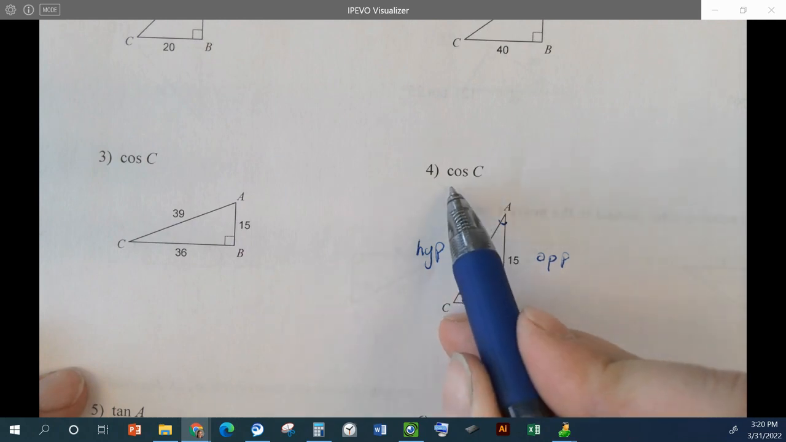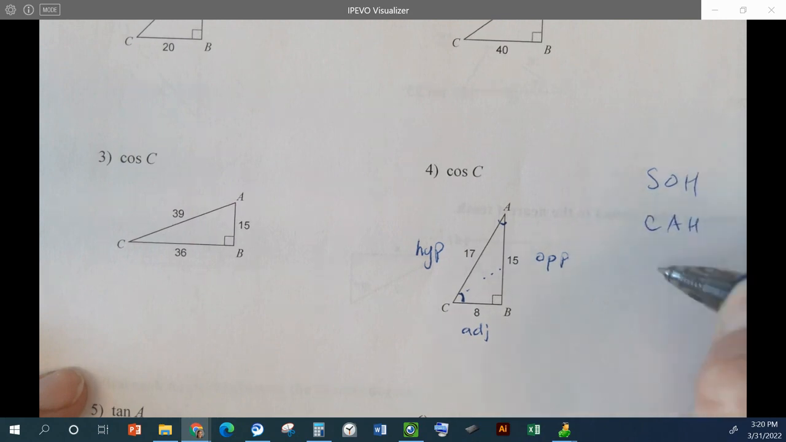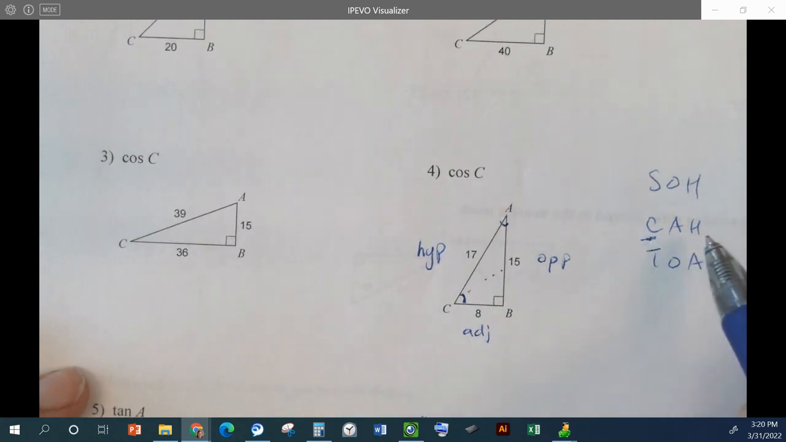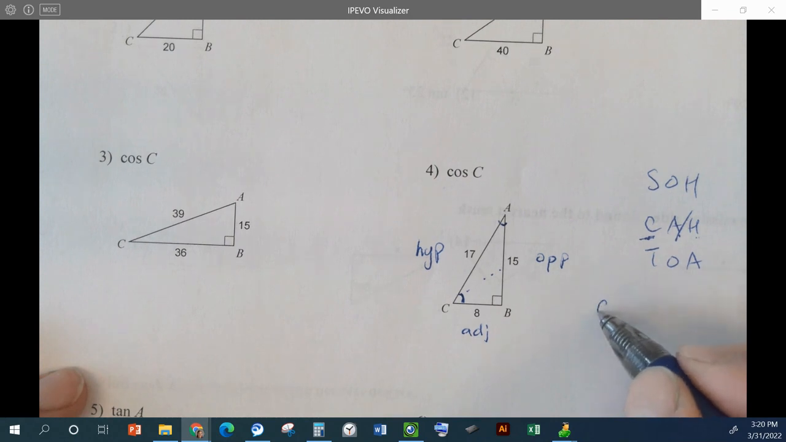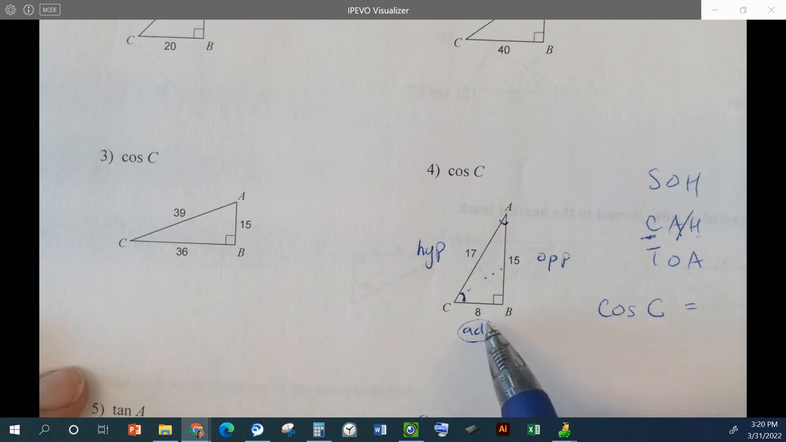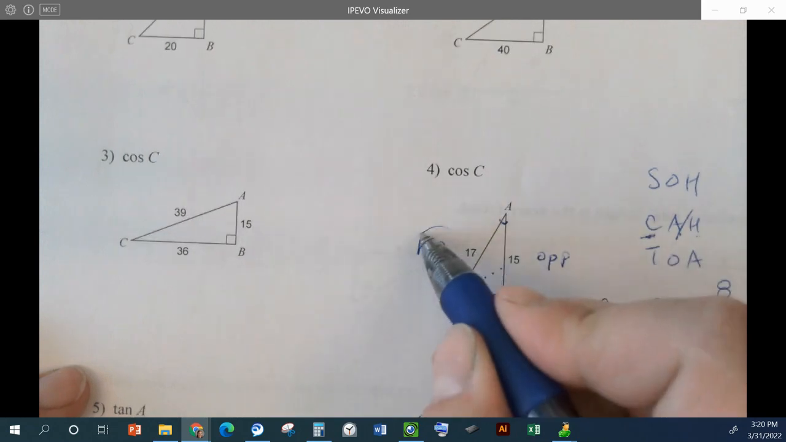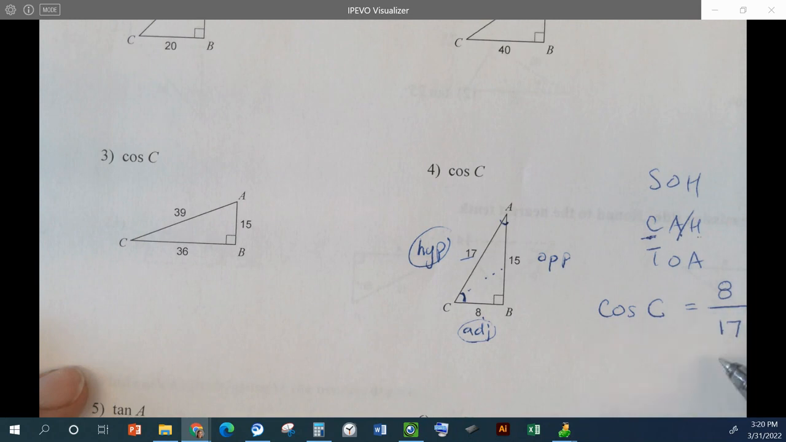And then we're looking for cosine. So this tool really helps me. So toa. So we're looking for cosine. Cosine is adjacent over hypotenuse. You can also use your notes, so that really helps me. So the cosine of C would be adjacent side, which is 8, over the hypotenuse, which is 17. And that's all. We cannot simplify this number, so that's all we need. Okay?